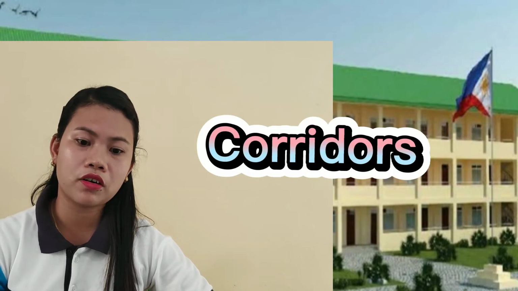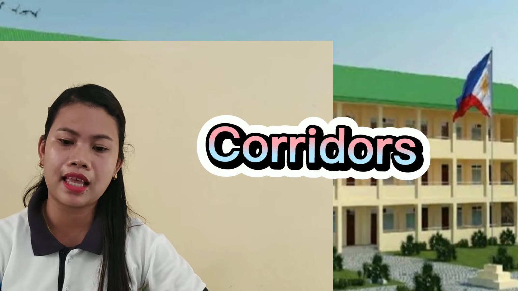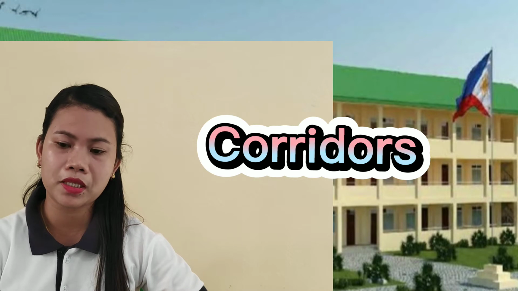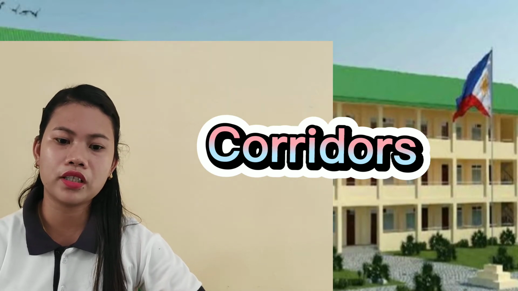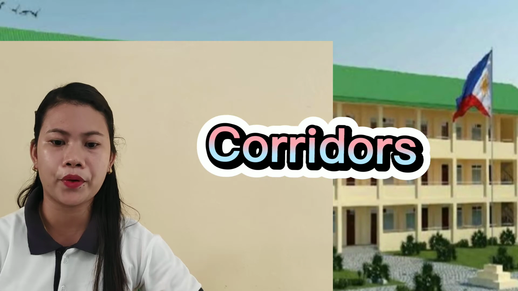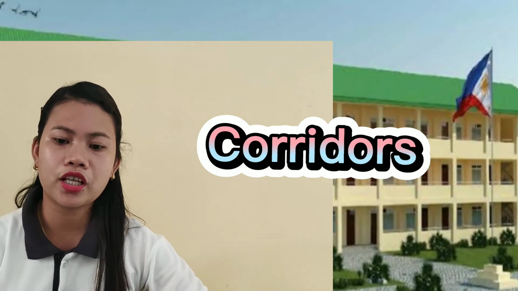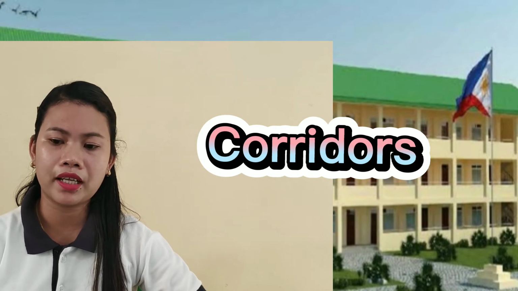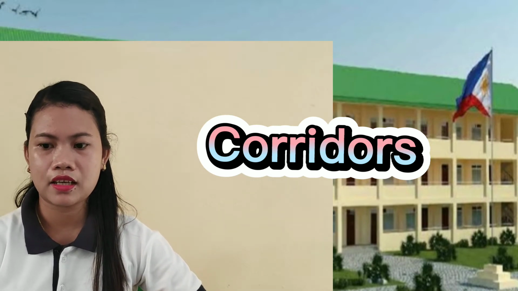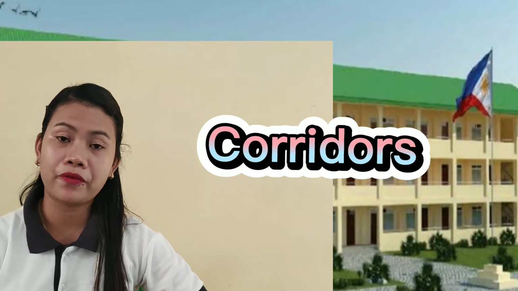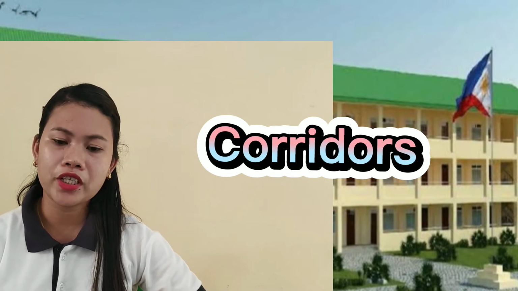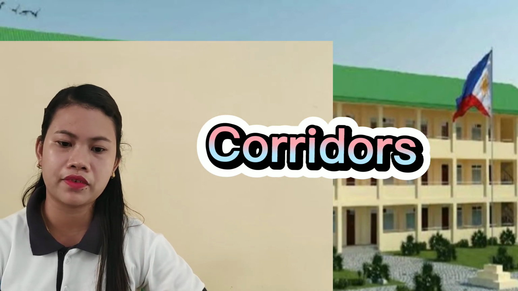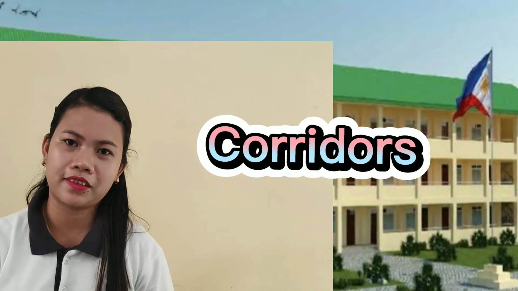Then the fourth one is the corridors. The corridors are required at ground level if appropriate direct access to enclosed spaces is provided. Every corridor shall not be less than 1.10 meters wide and shall be unobstructed. Above ground level, the minimum clear width is 2 meters, provided that the provisions of the National Building and Fire Codes of the Philippines and other relevant rules and regulations are observed. That's all.